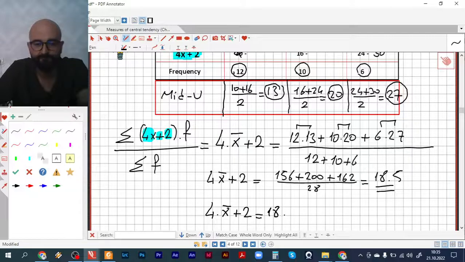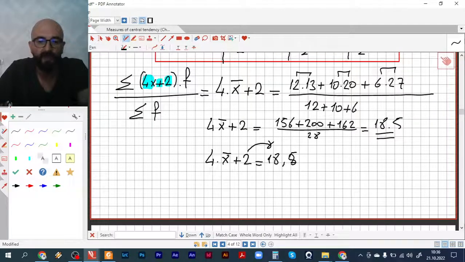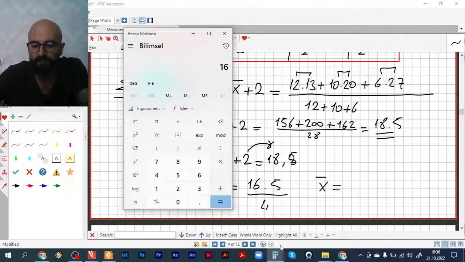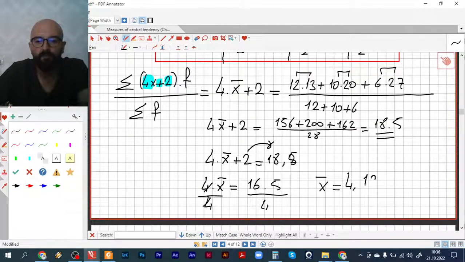So first we should move the 2 to the other side of the equals sign. 4 times the mean becomes 16.5, and we should divide both sides by 4, and the mean becomes 16.5 over 4, which is 4.125.